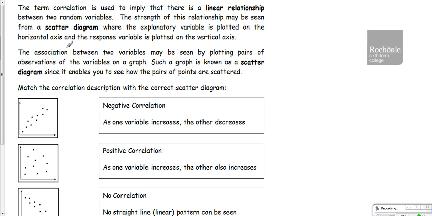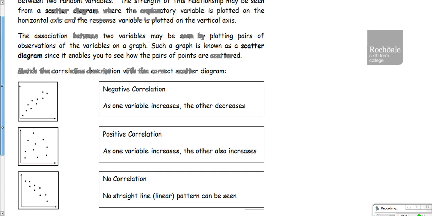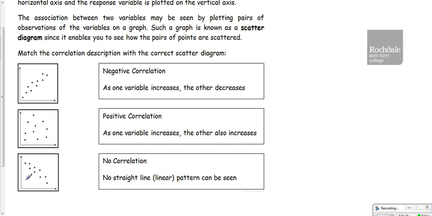So when we're looking for a relationship between these two variables, x and y, we use the term correlation. And in S1, we're only looking for linear relationships. So we're looking for a straight line relationship between the two variables. We tend to draw a scatter diagram, which you'll probably be used to from school. And you'll see there's three diagrams here, and we've got to match them up with the correct one.